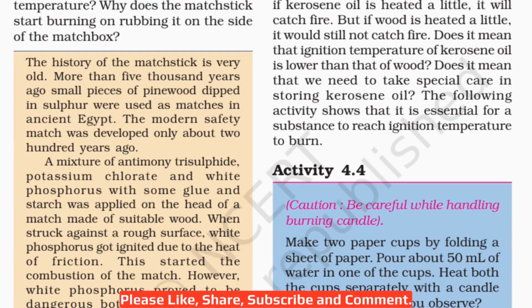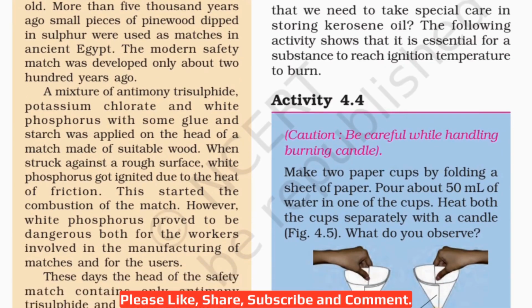Okay. Now let's read the history of the matchstick. The history of the matchstick is very old. More than 5,000 years ago, small pieces of pine wood dipped in sulfur were used as matches in ancient Egypt. The modern safety match was developed only about 200 years ago. A mixture of antimony trisulfide, potassium chlorate, and white phosphorus with some glue and starch was applied on the head of a match made of suitable wood. When struck against a rough surface, white phosphorus got ignited due to the heat of friction. This started the combustion of the match.